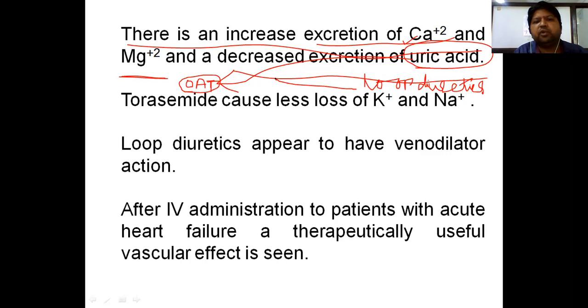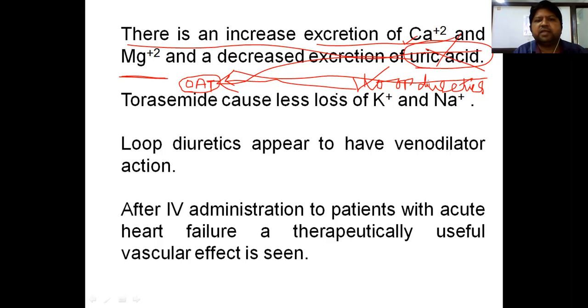Then what will happen? Both will compete, and finally in that competition, loop diuretics will win and uric acid will fail. Loop diuretics will prevent uric acid from binding with the organic acid transporter. That's why uric acid fails to bind with the organic acid transporter, because of the competition between loop diuretics and uric acid to bind with OAT. So loop diuretics block the transport system called the sodium potassium chloride co-transporter, and here uric acid will try to get excreted.